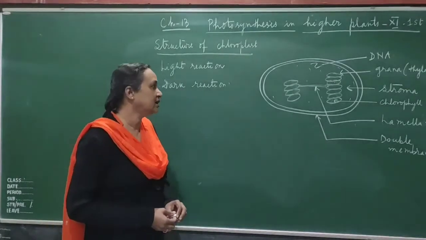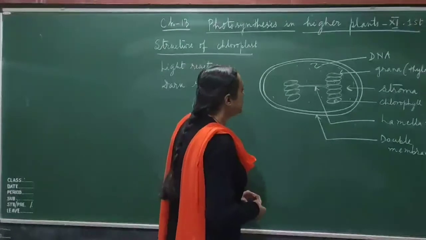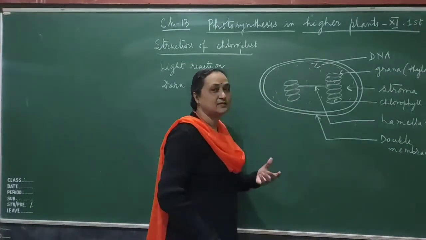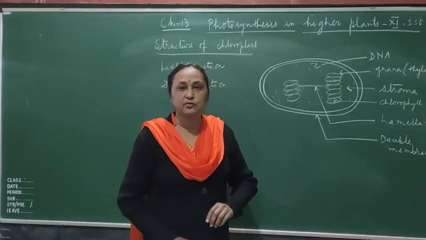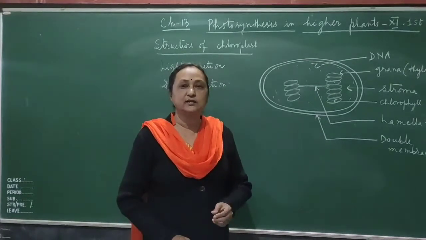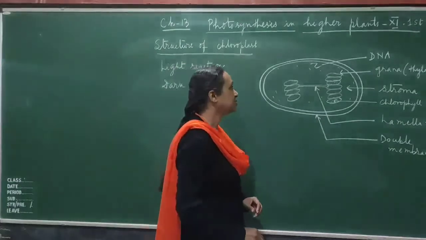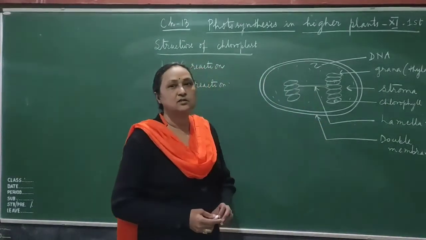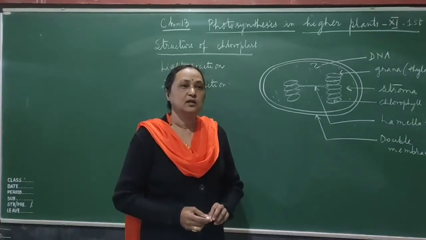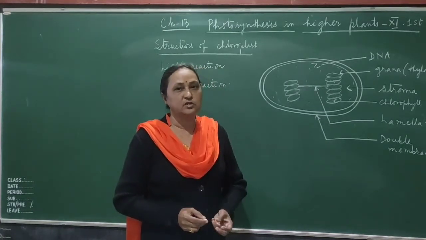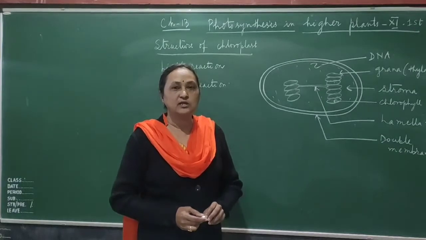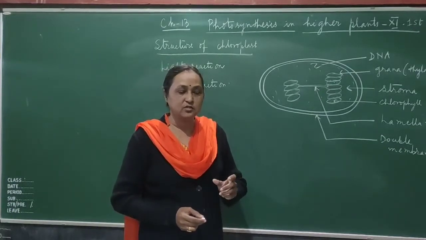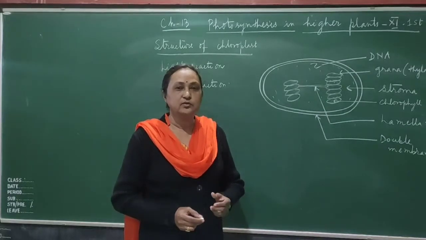There are two membranes present. And inside the double membrane, you can find the fluid part, just as the cell has cytoplasm, which is the fluid portion. So here also, inside the membrane, the fluid portion is called stroma. In the stroma, DNA is present, RNA is also present, and ribosomes are present. So the chloroplast is called an autonomous unit, because it has its own DNA, which helps it to replicate.